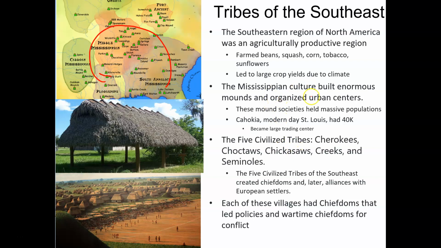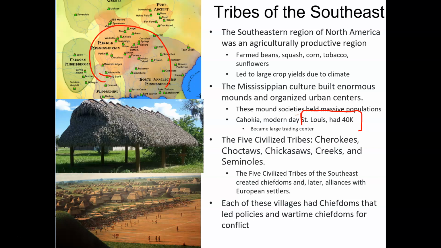Just take a look at the stat about the village, which is in modern-day St. Louis. 40,000 people were in those villages, right? And this is a big deal, because now with more population, they have a lot more power. And probably the most powerful tribes of these areas are the Cherokees, the Choctaws, the Chickasaws, the Creeks, the Seminoles. These are all very powerful Native American tribes, and they are considered the 5 civilized tribes.